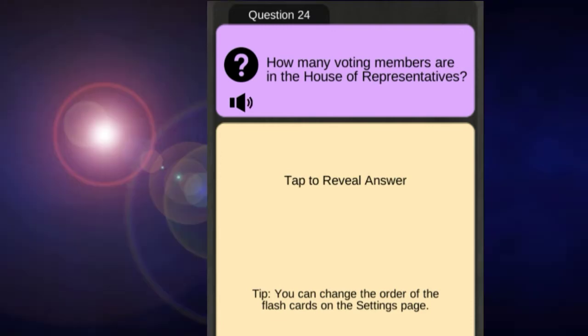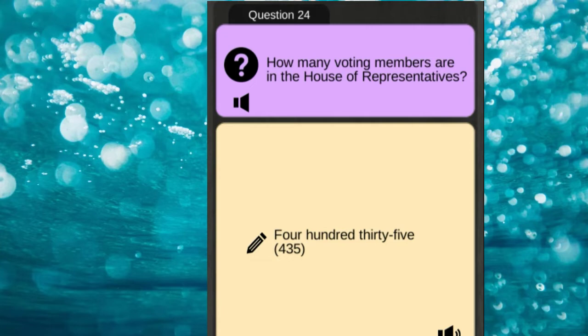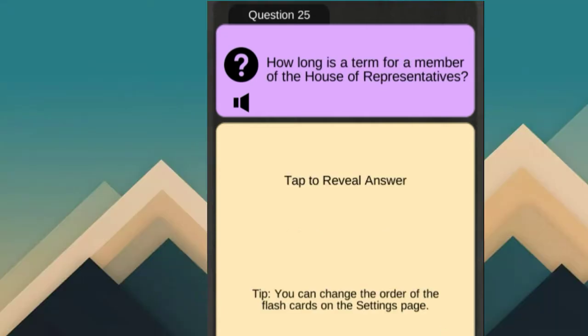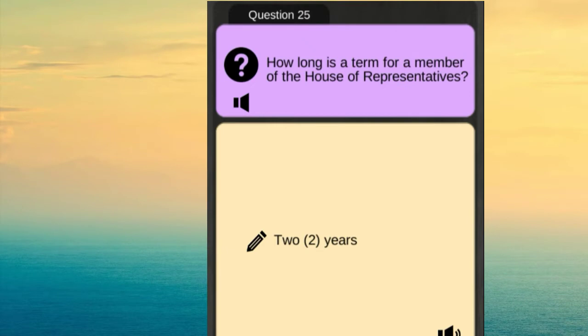How many voting members are in the House of Representatives? 435. How long is a term for a member of the House of Representatives? 2 years.